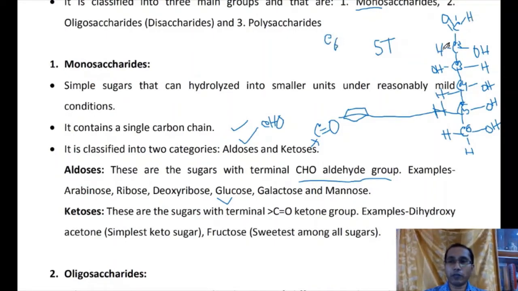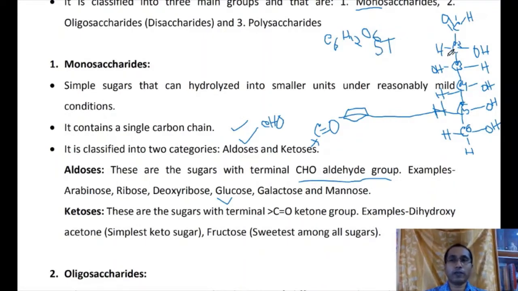How many hydrogens? 1, 2, 3, 4, 5, 6, 7, 8, 9, 10, 11, 12. C6, H12, and finally O6. How many oxygens? 1, 2, 3, 4, 5, 6. C6, H12, O6. So the empirical formula of glucose, a hexose sugar, is C6H12O6. It is hexose because it has six carbons.